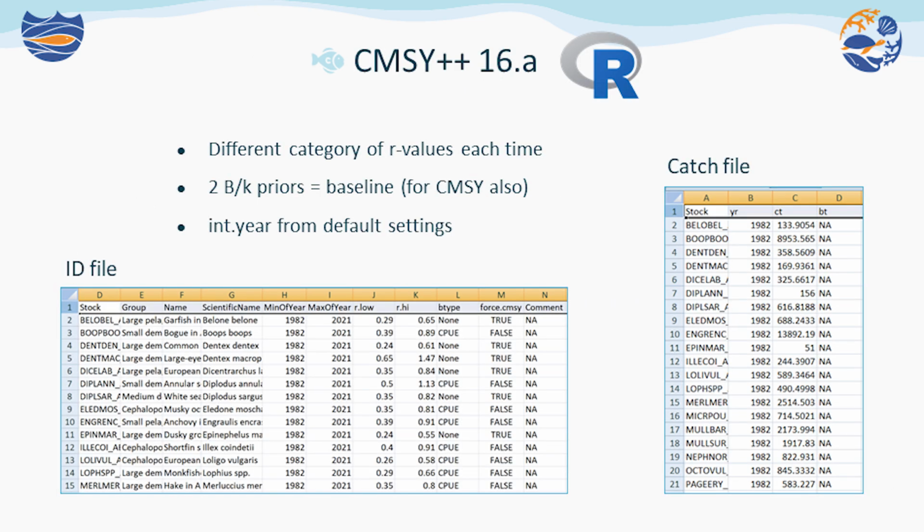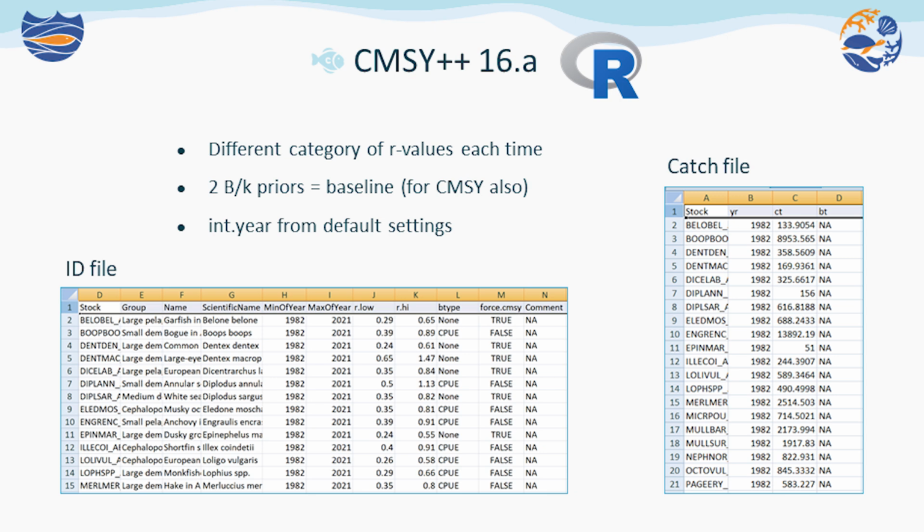In order to examine that, we used the R programming code version called CMSY++ 16.A, and each time we ran the code, we used a different category of r values as just described. As a baseline, we used 2 B/k priors. Generally, you can use between 1 and 3 B/k priors. And we also chose for the intermediate year for the second B/k prior to be set by default settings.